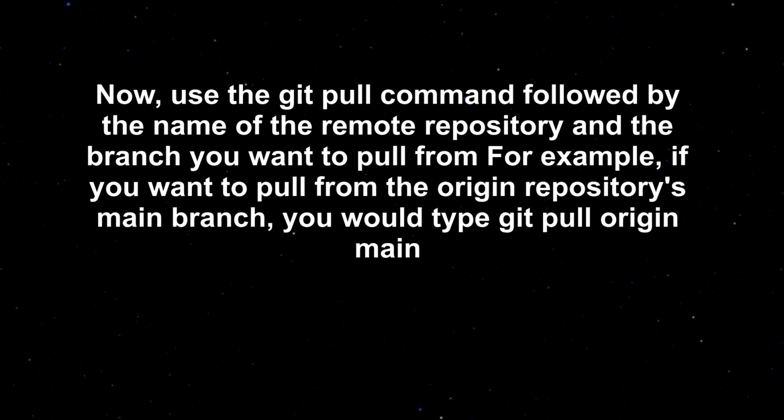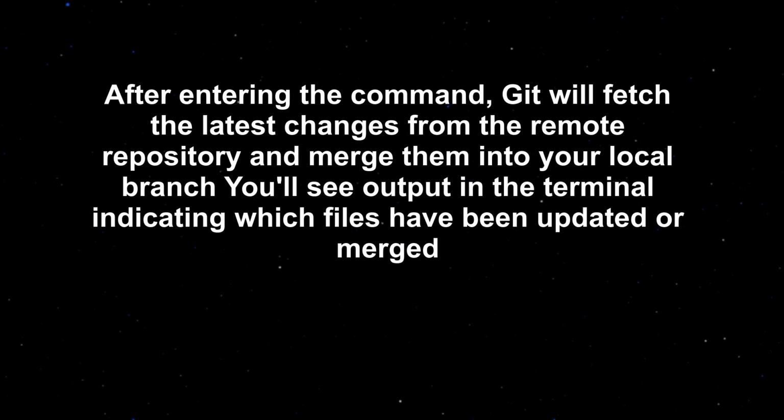Now, use the git pull command followed by the name of the remote repository and the branch you want to pull from. For example, if you want to pull from the origin repository's main branch, you would type git pull origin main. After entering the command, Git will fetch the latest changes from the remote repository and merge them into your local branch. You'll see output in the terminal indicating which files have been updated or merged.